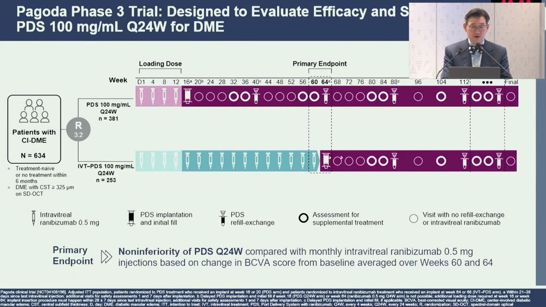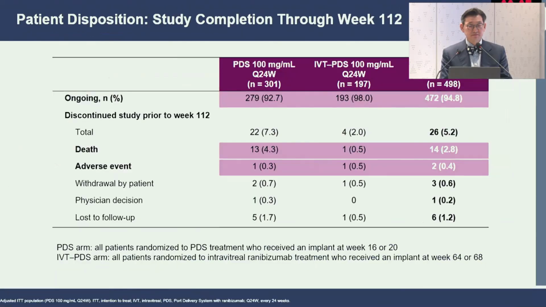So the primary endpoint was non-inferiority of PDS Q24 week compared with monthly injections of ranibizumab, and this was based on BCVA score from baseline. So this is a patient disposition, and it looks at patients who completed the study through to week 112. And most of the patients who did not complete the study died. So death was the most common reason for not completing. Very good reason.